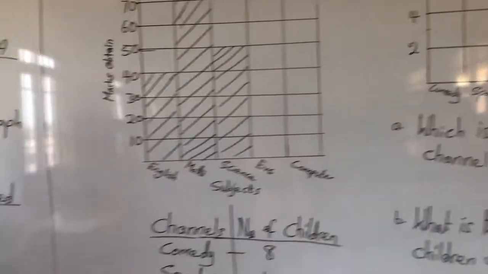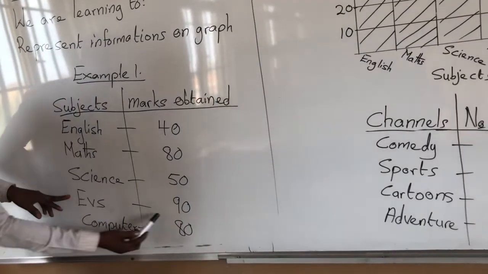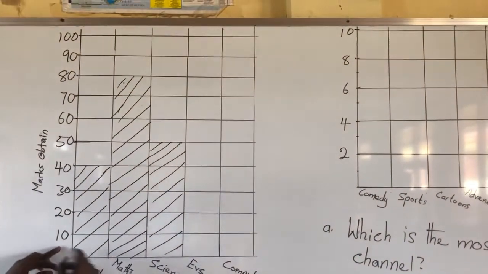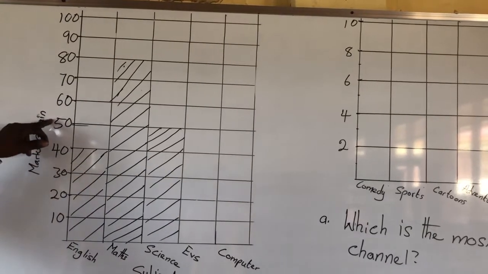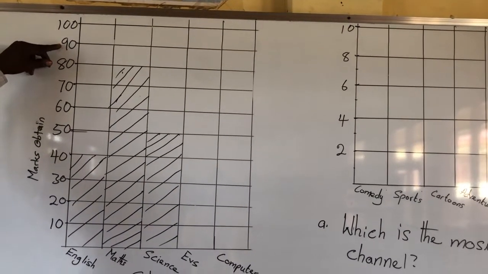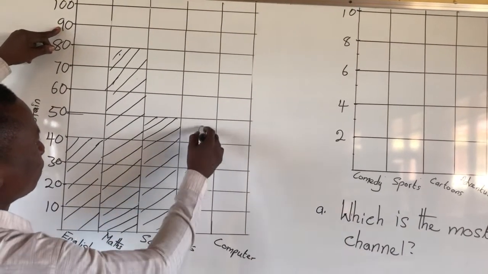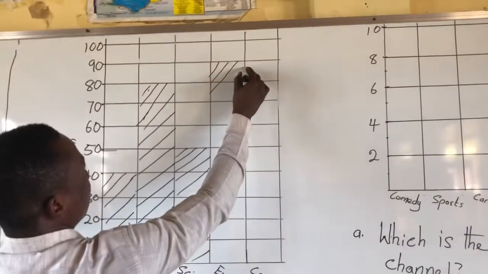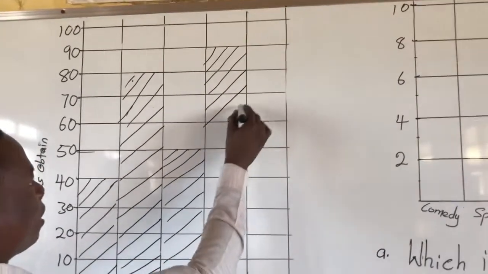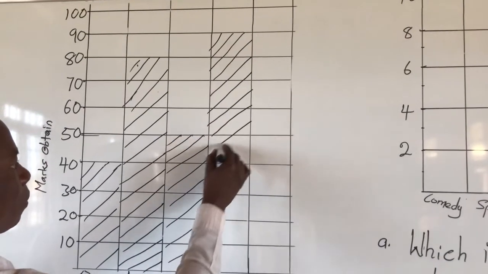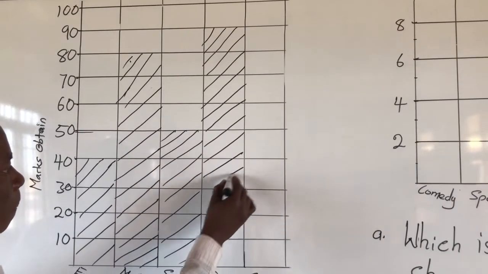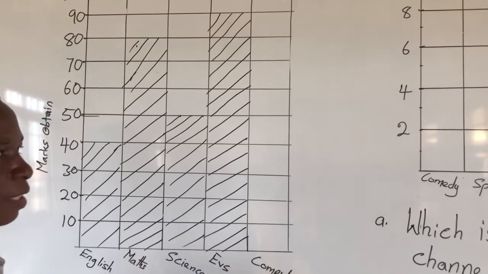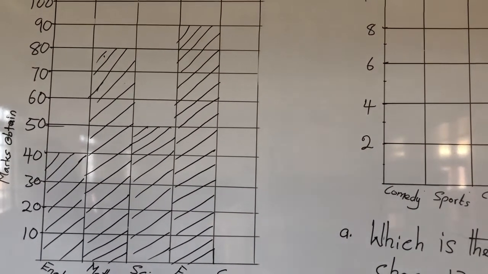All right, let's look at the next one. We have environmental studies to be 90. Quickly move to environmental studies column. This is environmental studies, so we'll be starting from here. Let's quickly trace 90. 10, 20, 30, 40, 50, 60, 70, 80, 90. So we are far here, somewhere here. Look at it carefully. Take your time. We are shading the marks obtained for the various subjects.